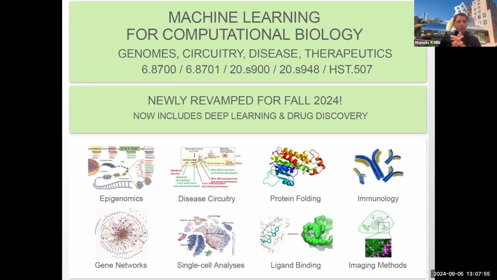So what are we going to be covering? We're going to be covering a whole range of both biological and computational topics. So we're going to be dealing with genomics and epigenomics, with the circuitry of human disease, understanding the three-dimensional structure of proteins, understanding immunology, imaging, ligand binding, single cell analysis, regulation and gene networks, and so on and so forth. So it's an enormous amount of material that we're going to be covering.